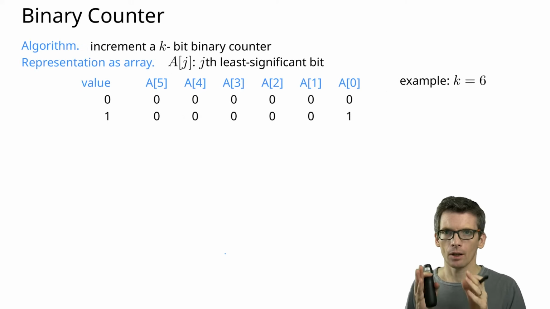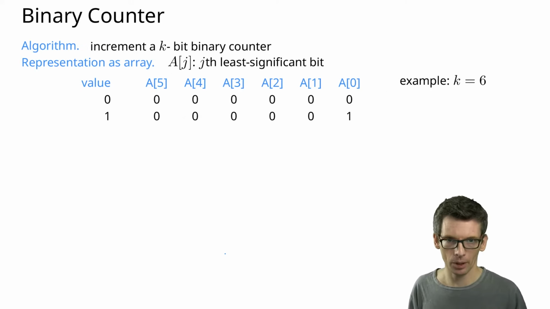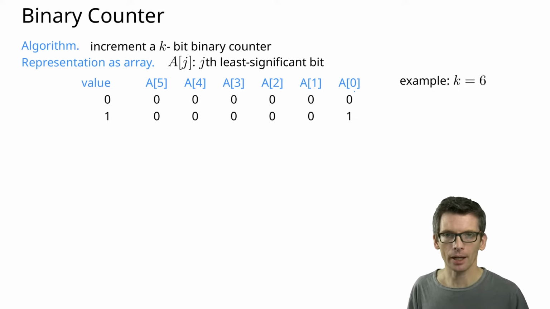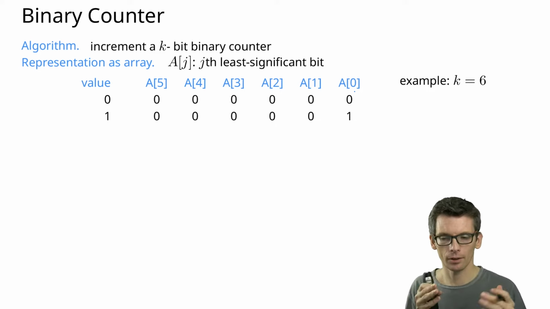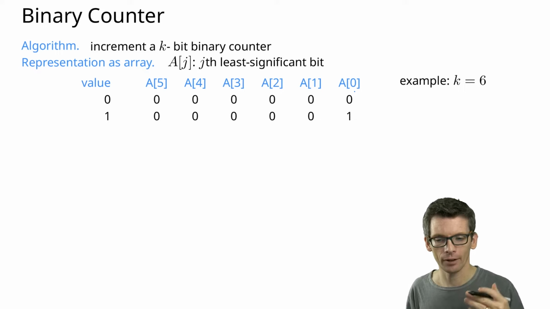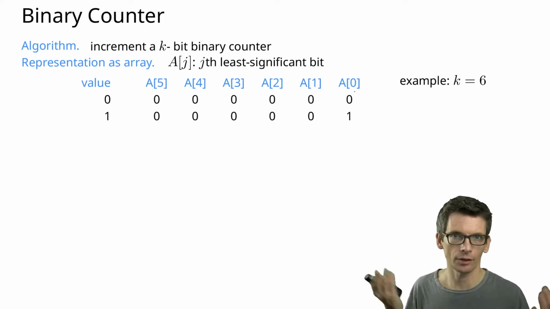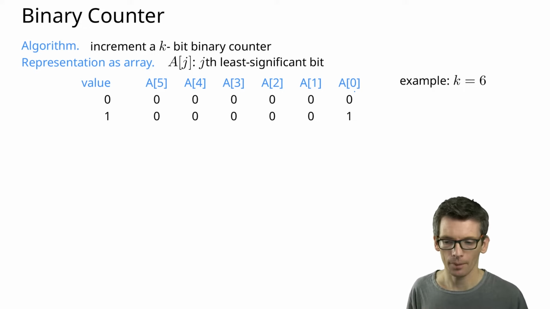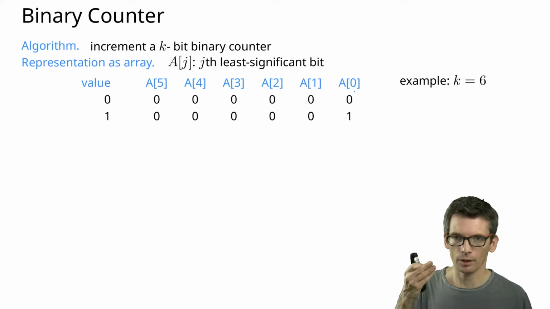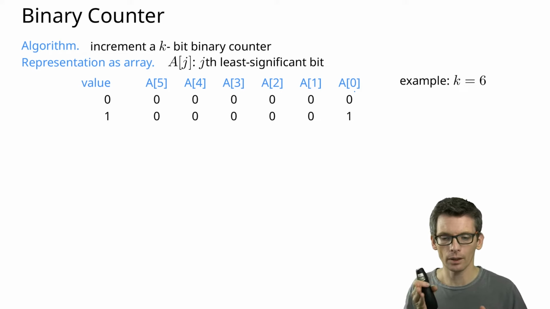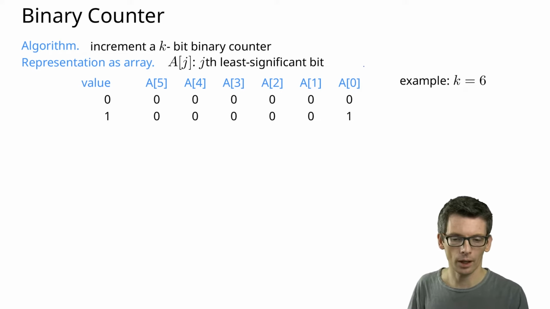So let's look at a k-bit binary counter. So here we have 6 bits, and we can represent that by an array. And the jth, aj is simply the jth least significant bit. So a0 is the least significant bit. Meaning that, for instance, if I want to represent a 0, that's simply all zeros. If I want to represent the 1, that is simply a 1 at a0.